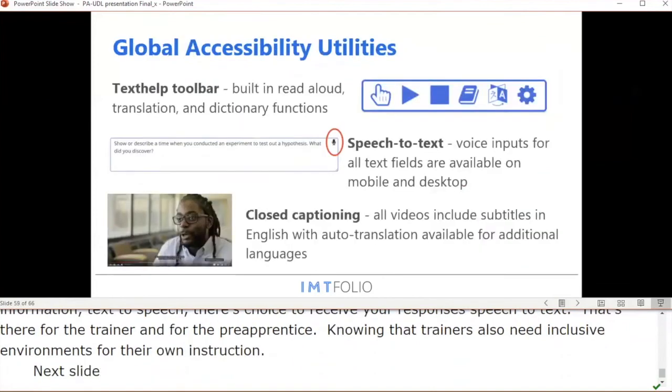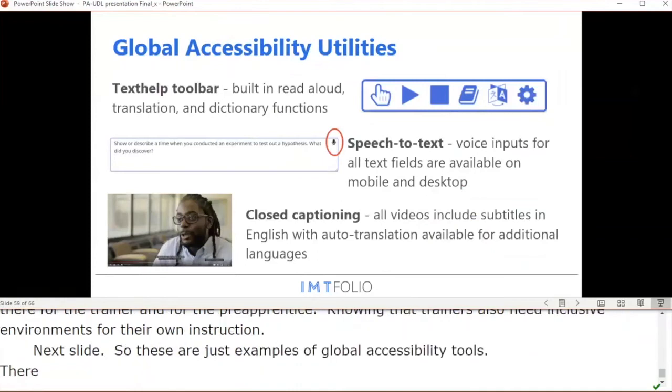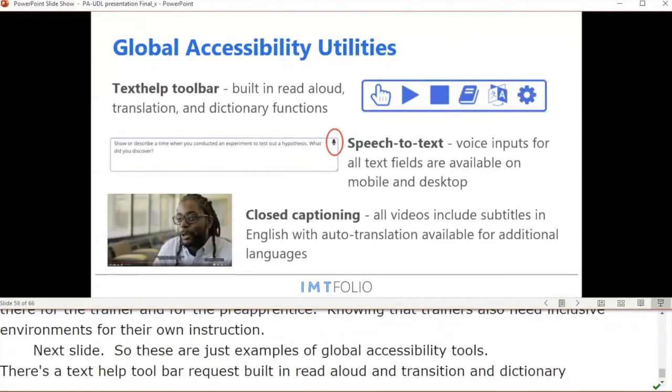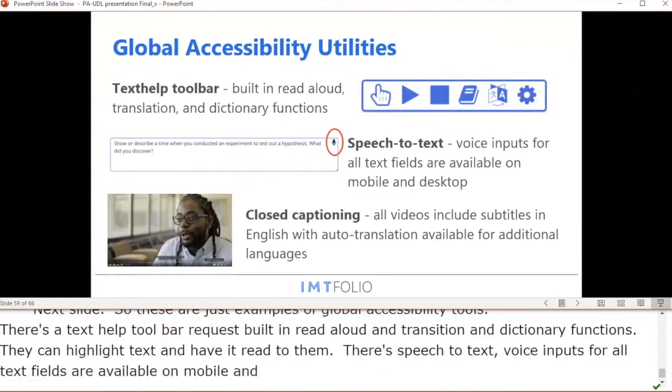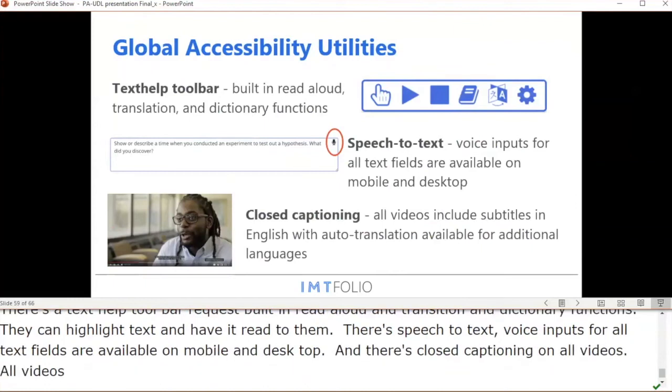So these are just an example of the global accessibility tools. There's a text help toolbar with built-in read aloud, translation, and dictionary functions. All throughout, people can highlight text and have it read to them. They can look up terms. There's also speech to text. Voice inputs in all text fields are available both on mobile and desktop. And there's closed captioning on all videos. All videos include subtitles in English and auto translation for additional languages. So those are some of the features. Next slide.